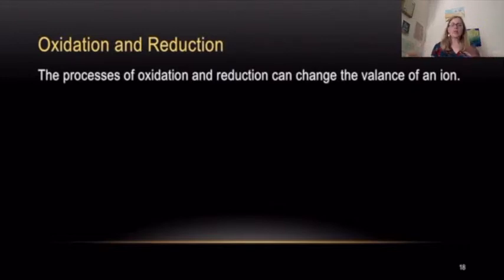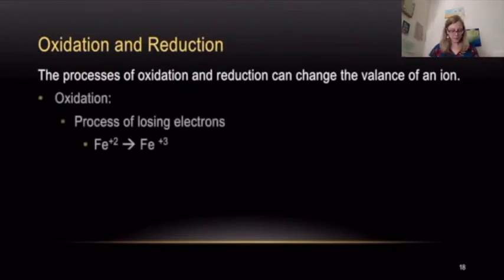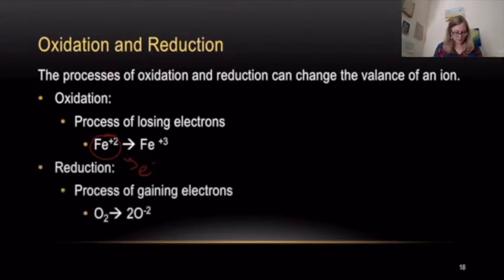When an atom or something, like a mineral, goes through the process of adding an electron or removing an electron, we're going to talk about oxidation and reduction. So oxidation happens when an atom loses an electron. So I can take iron plus 2 and remove an electron and get iron plus 3. So that's oxidation. When I'm talking about oxidation, I'm talking about the removal of an electron.